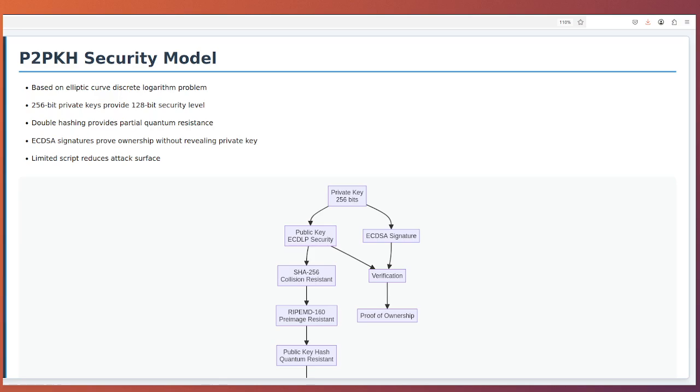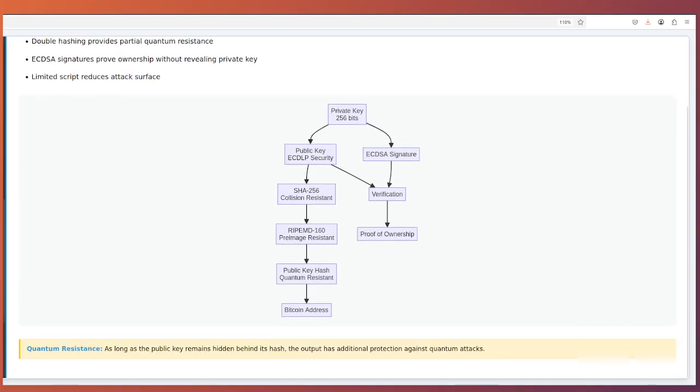The foundation of P2PKH security is the elliptic curve discrete logarithm problem. The secp256k1 curve used by Bitcoin has the property that, given a point on the curve which represents your public key, it is computationally infeasible to determine what number, your private key, was multiplied by the generator point to produce that public key. Current best algorithms for solving this problem have exponential time complexity, making it impossible with existing or foreseeable classical computers for Bitcoin's 256-bit keys.